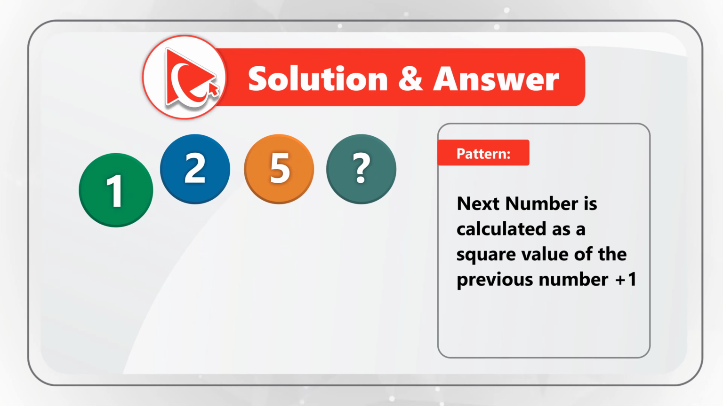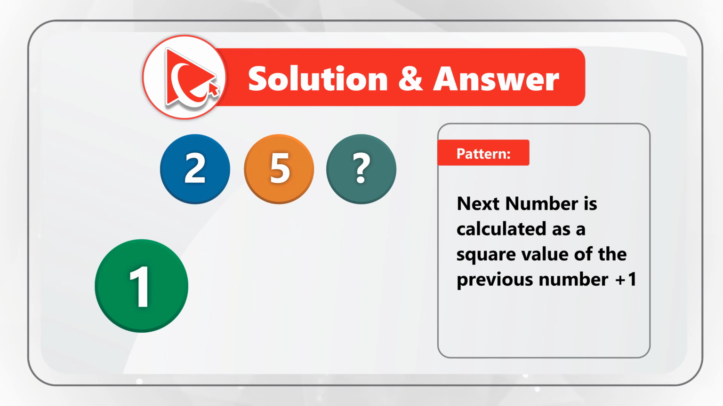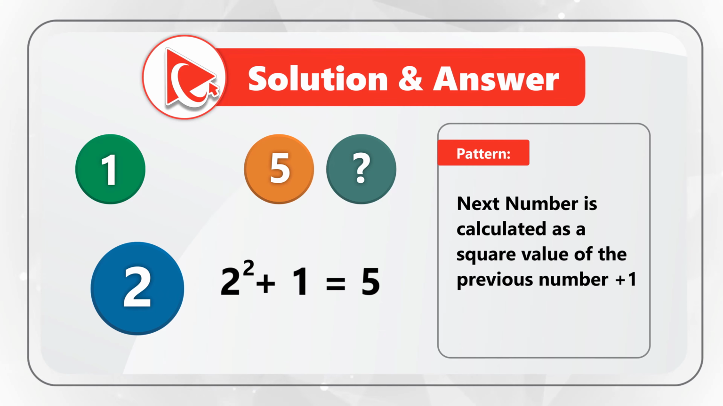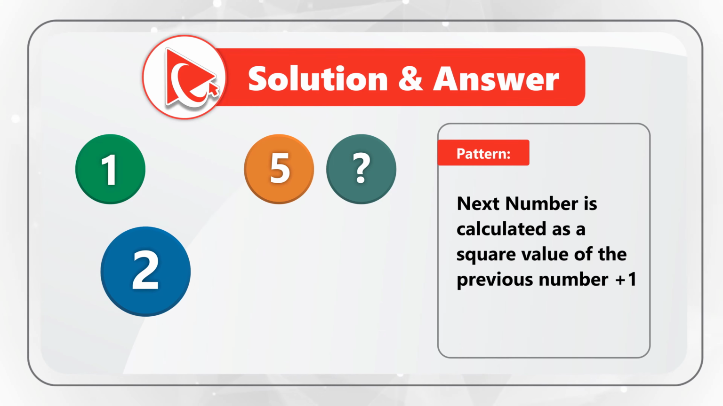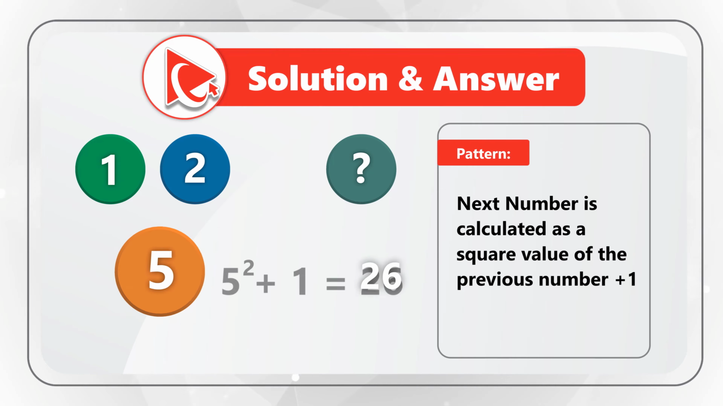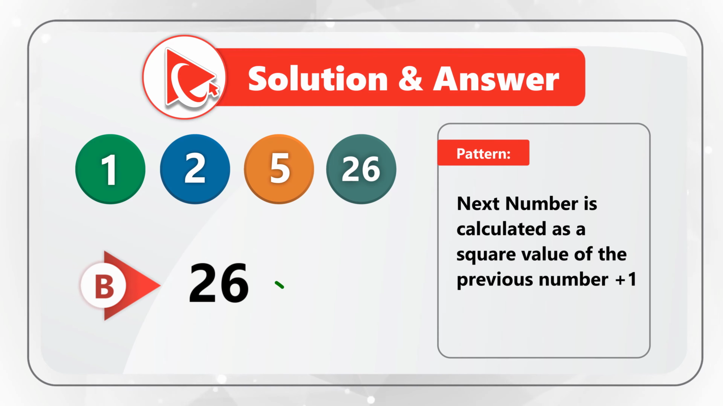The first number is given, which is 1. The second number is calculated as 1 squared plus 1 and equals 2. The third number is calculated as 2 squared plus 1 and equals 5, which means that the missing number is calculated as 5 squared, which is equal to 25, plus 1, which is equal to 26. So the correct answer here is choice B, 26.